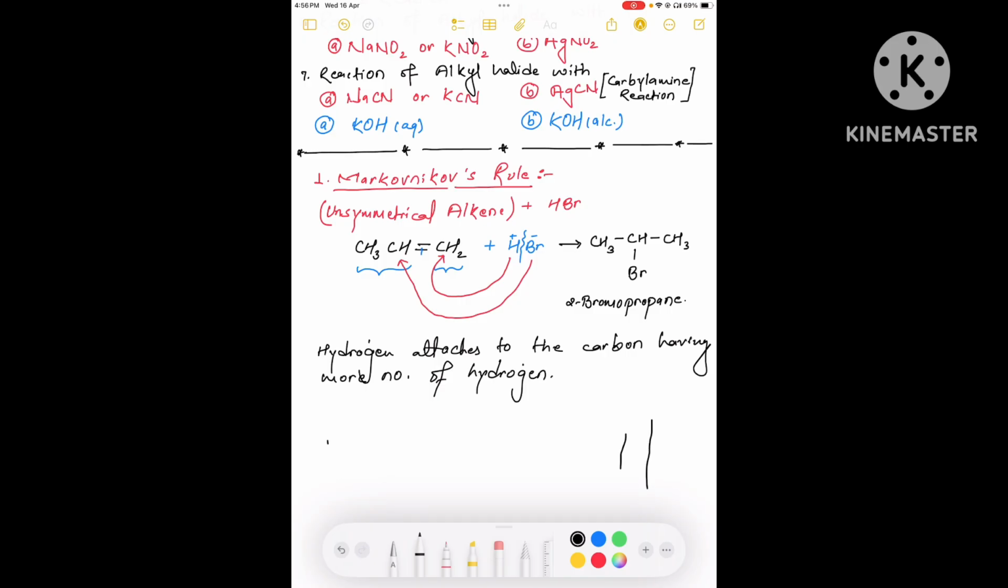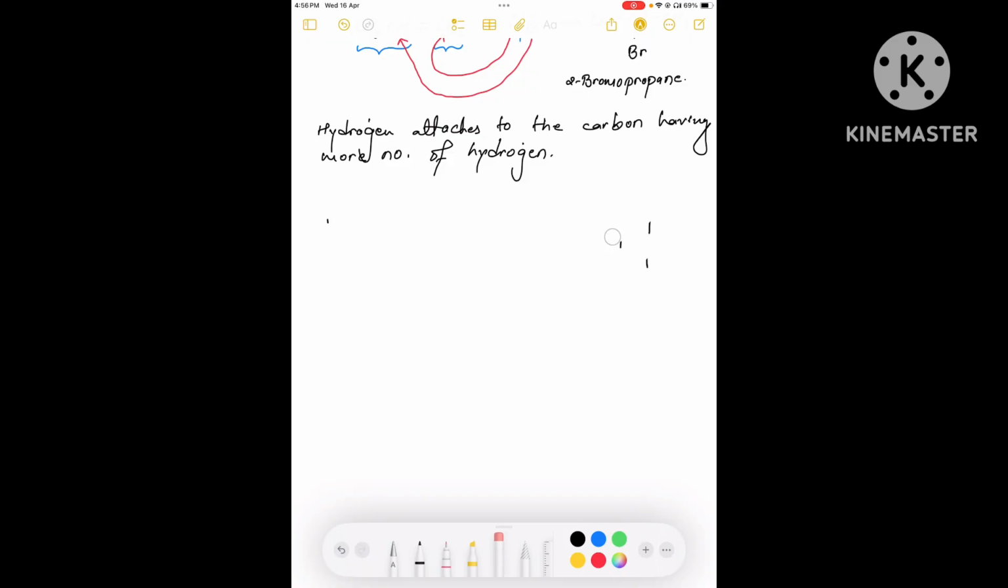Let me take some other example. If I have something such as CH3-CH2-CH=CH-CH3, in this case it is not an unsymmetrical alkene. Why am I saying so? Because on either side of the double bond, this carbon contains one hydrogen and this carbon also contains one hydrogen. So in this situation, the hydrogen can attach to either carbon, because each carbon has one hydrogen. So basically, the Markovnikov rule is for unsymmetrical alkenes.